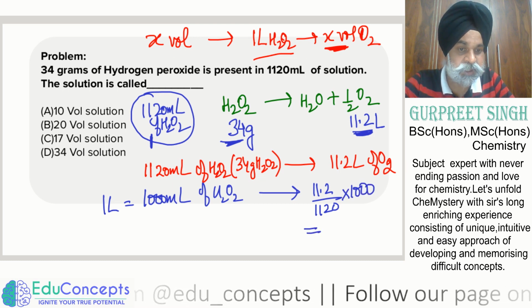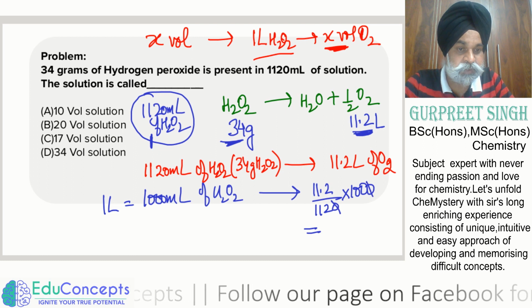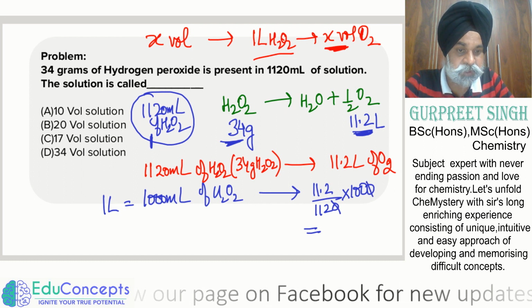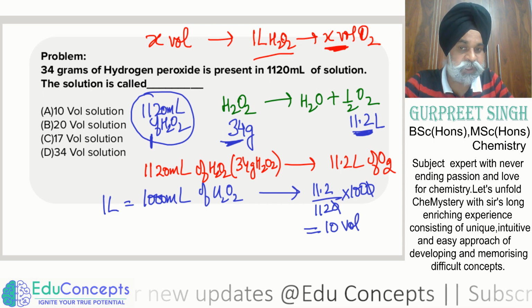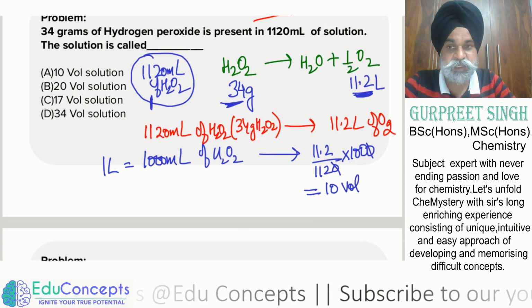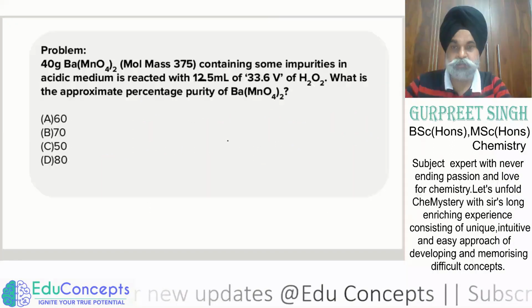So how much did it come out to be? So this comes out to be your 10 volume. So the H2O2 would be 10 volume. Is it okay? So this is clear to all of you.